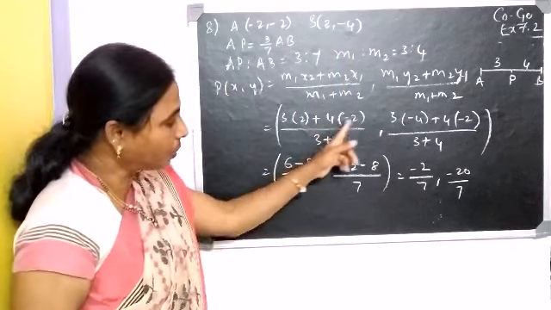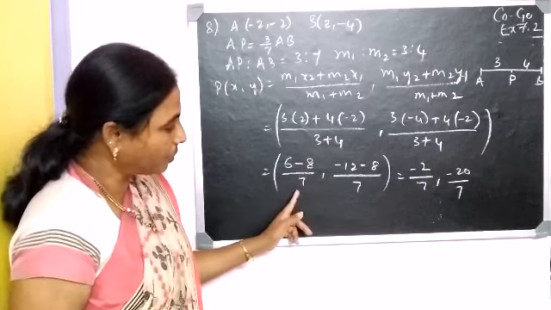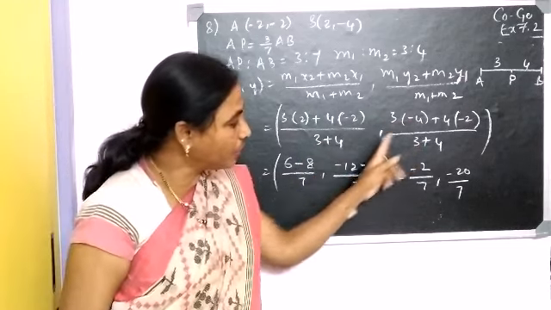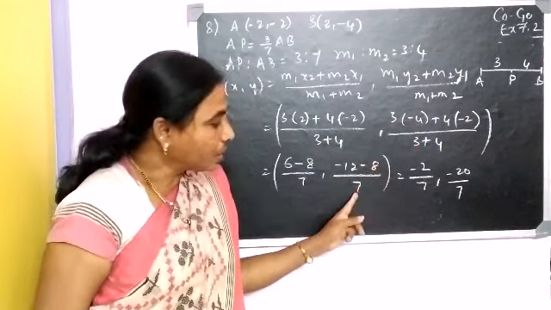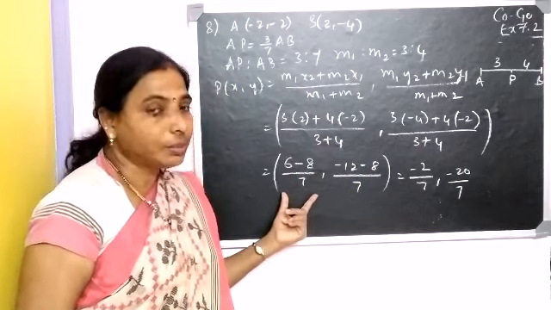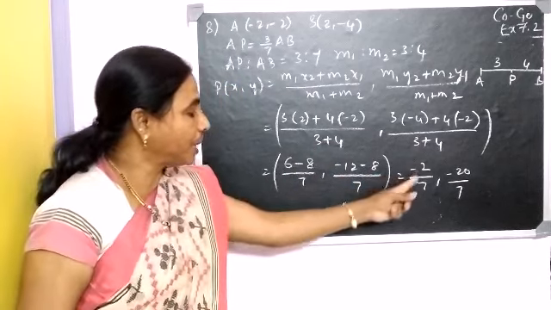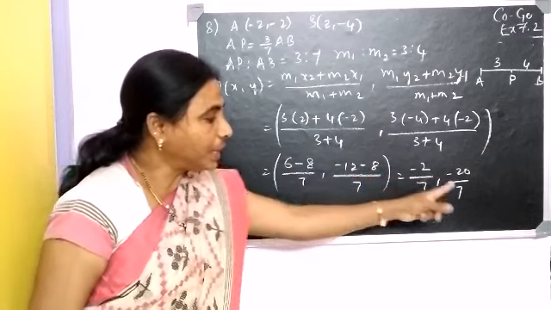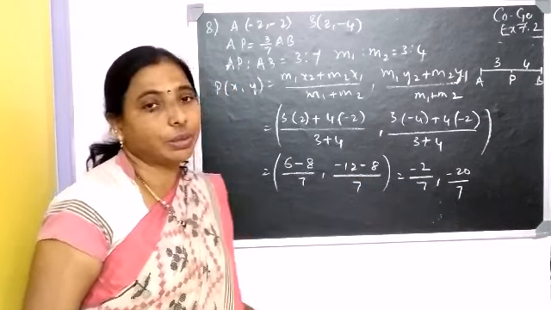3 sixes are 18, 4 twos are 8... Then 3 plus 4 is 7. And here it is 3 fours are 12, 4 twos are 8, over 7. So just simplify that. 6 minus 8 is minus 2 by 7. And both are minus, add them and you'll get it as minus 20 by 7.